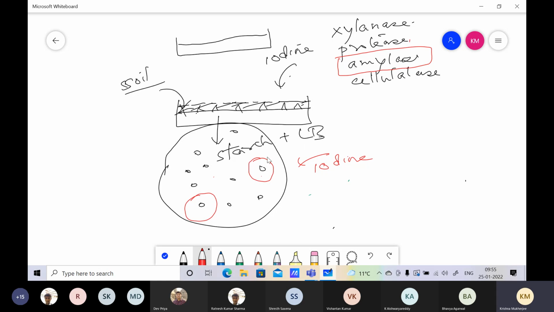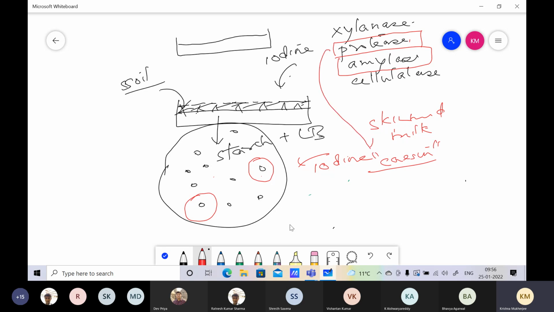And so this is the way you select for amylase producing cells. Then of course later on you have to improve them also. Similarly, for protease, you add skimmed milk which contains casein. Skimmed milk doesn't contain fat, but skimmed milk in the plate will contain casein, the milk protein. And then the protease would degrade this casein.